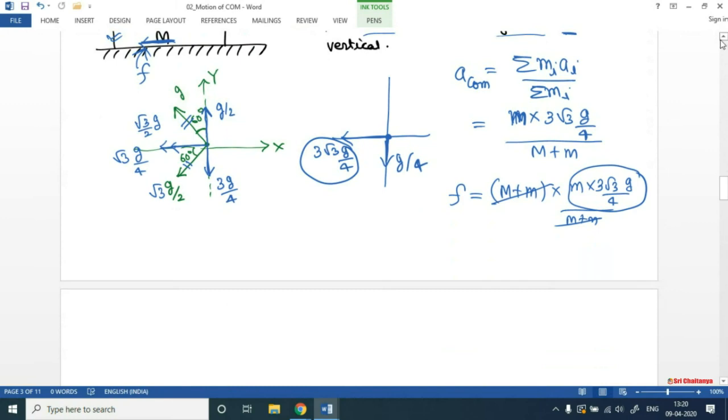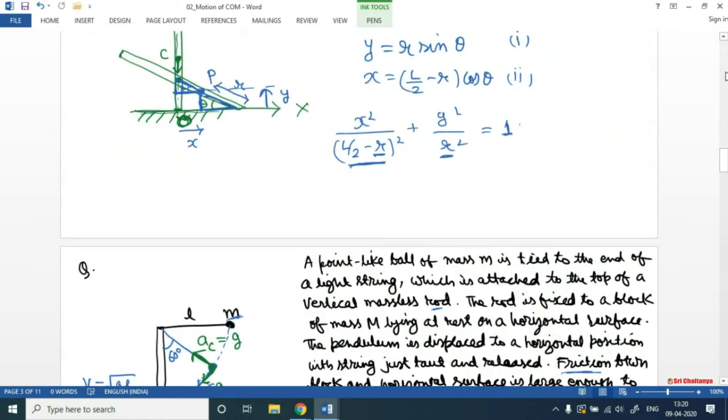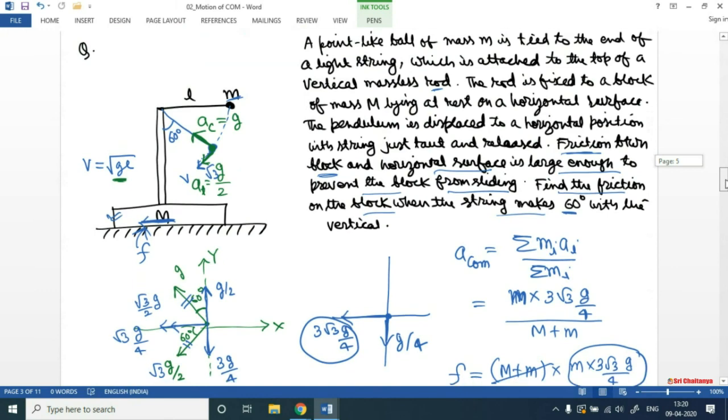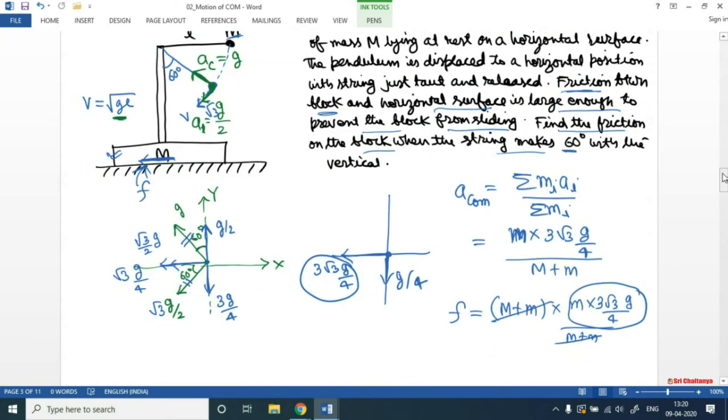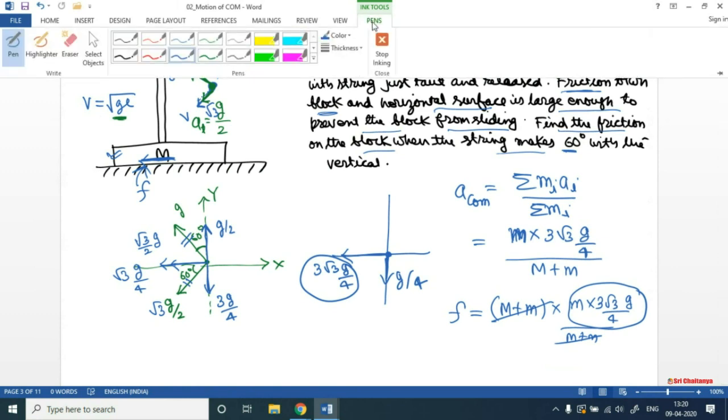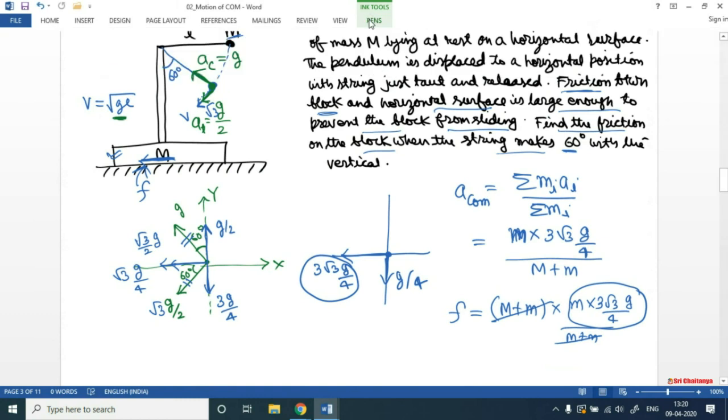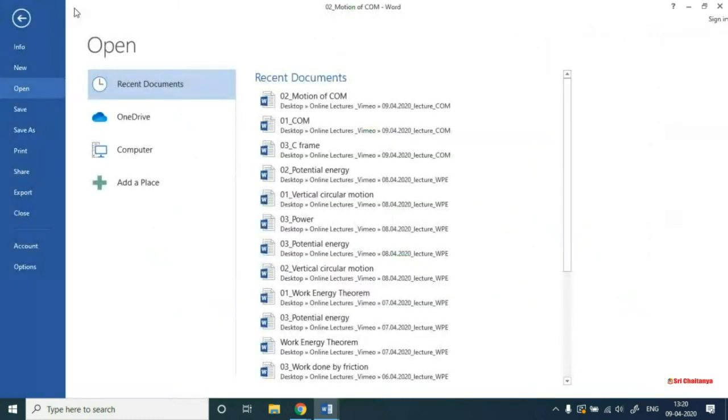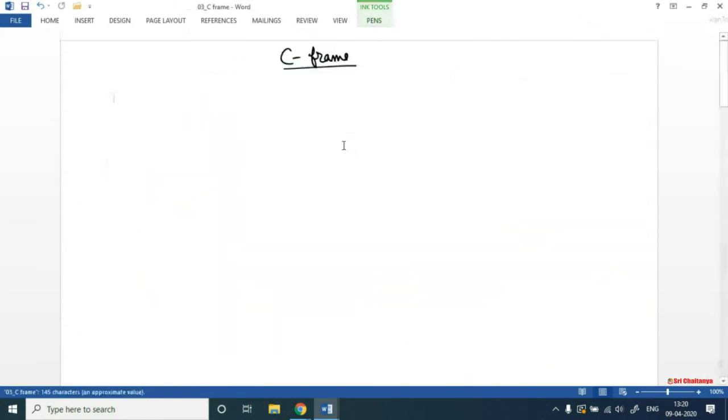Okay, so this was the problem I wanted to discuss, and we still have 10 minutes left. One more important aspect of this topic I want to discuss is something called the C frame, the center of mass frame. If we discuss many problems using the concept of the center of mass frame, it is very beneficial. So let's try to discuss the C frame.